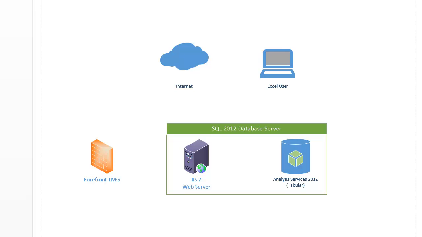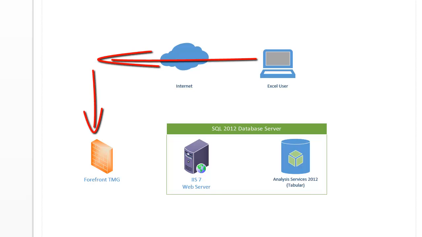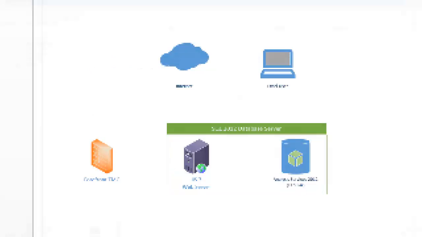But whether there's delegation or not, the way the user will connect is by going through the internet, and in this case I'll have them connect to a Forefront TMG firewall, and that firewall will actually reverse proxy for that user and send their traffic to the web server and then to Analysis Services. This would work basically the same way with a different kind of firewall, or even if the database server was connected directly to the internet.